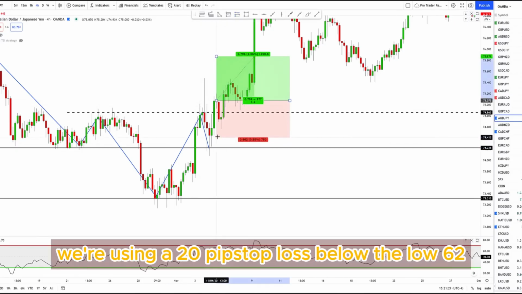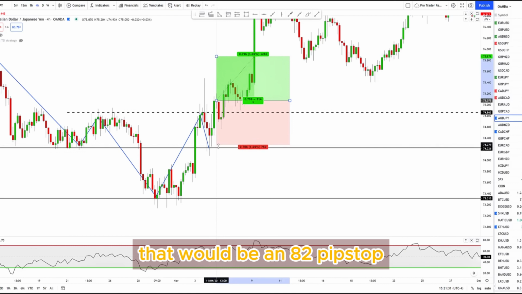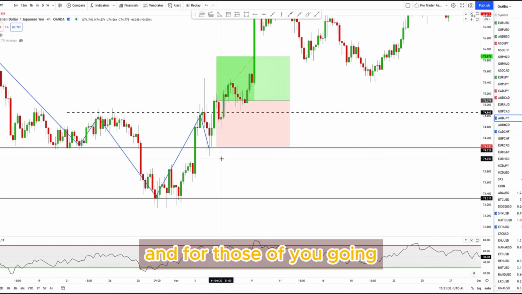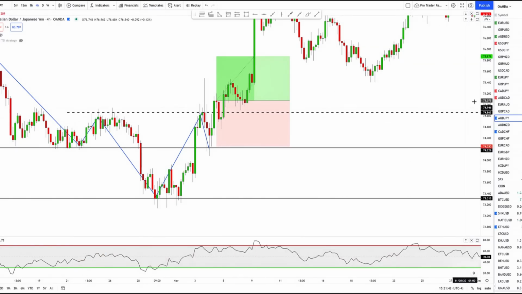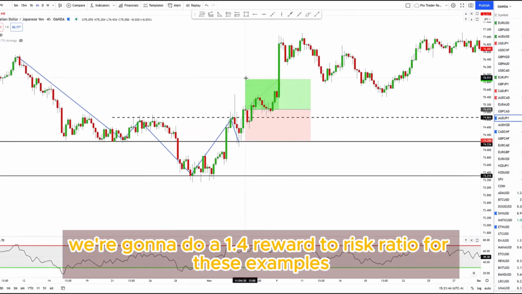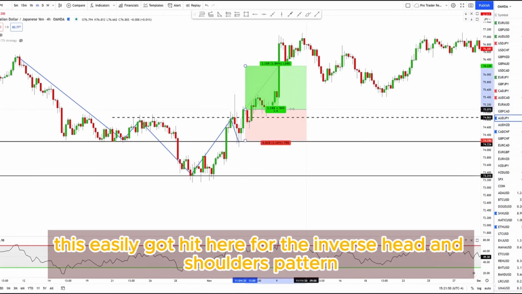We're using a 20 pip stop loss below the low, 62, that would be an 82 pip stop. And for those of you going, how did he get 62? 62 is to the bottom of this candle, and I'm adding 20 pips. Next up, we're looking for targets. What did I say before? We're going to do a 1.4 reward to risk ratio for these examples. This easily got hit here for the inverse head and shoulders pattern.